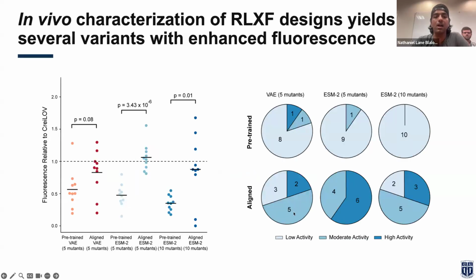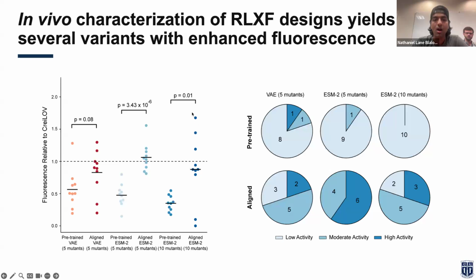To dive into this data a little bit more, on the left here with the scatter plot, this basically only serves to show you the differences in the mean fluorescence across all experimental groups, where you can see across the board alignment significantly increases the mean for all ESM2 experimental groups. And with the 10 mutants, once again, you can see that even though that mean is slightly under the wild type baseline, we've designed 3 sequences that are brighter than wild type.